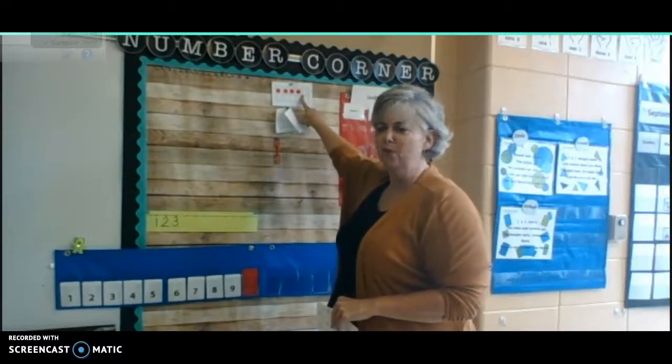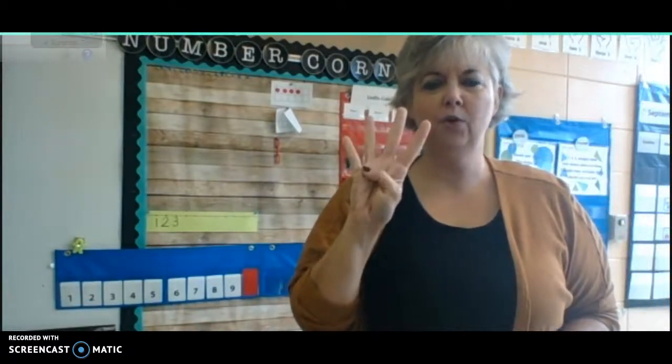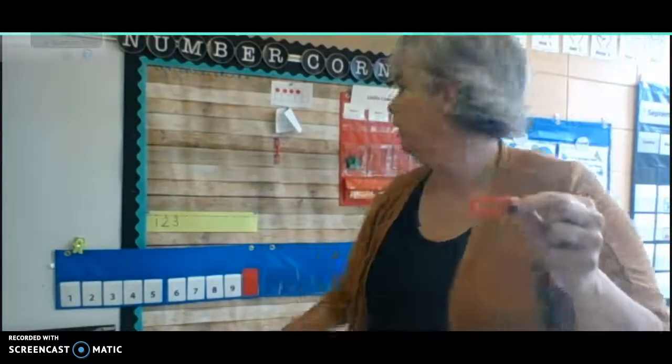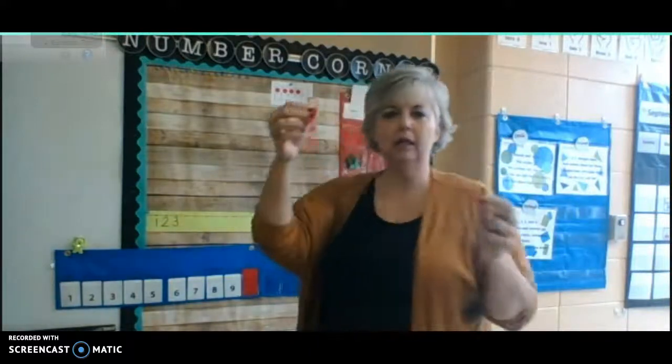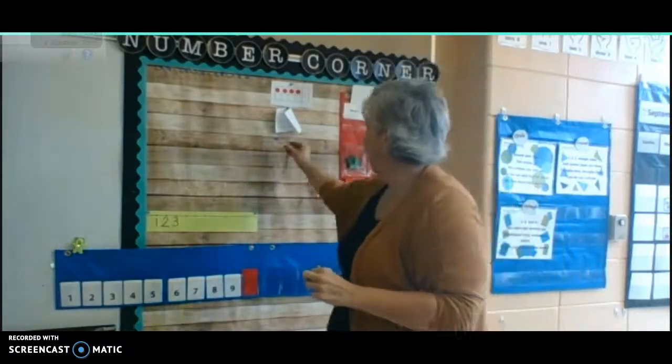You're right, 4. Do you know how to make 4 with your fingers? 1, 2, 3, 4. You hold your thumb down. That's how we show 4 with our fingers. And we also need to add a link. So when I add the link to here, we have 1, 2, 3, 4 again.